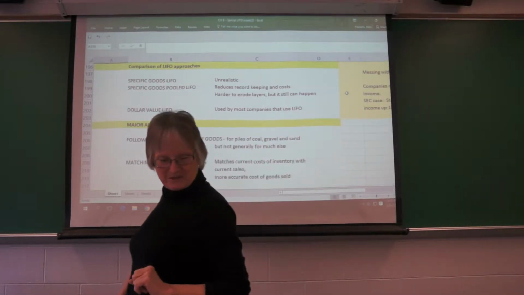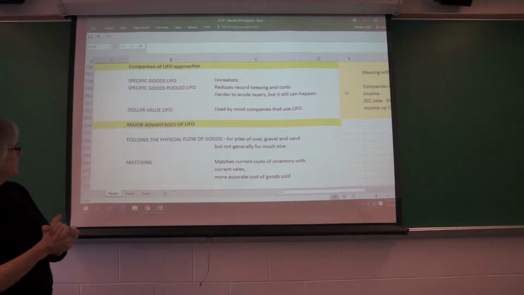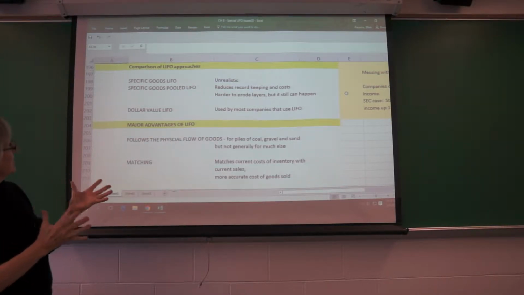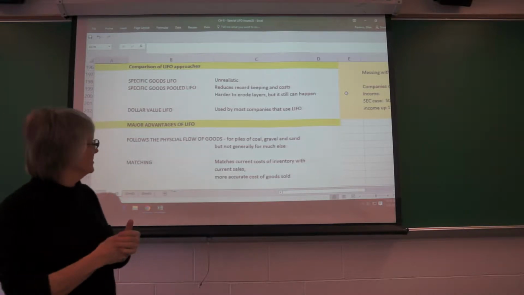Okay, so now we'll compare the different LIFO approaches. You have specific goods LIFO, which is unrealistic. You've got the pooled LIFO that solves some of the problems, and then you have dollar value LIFO, which is the one that most companies who use LIFO use.